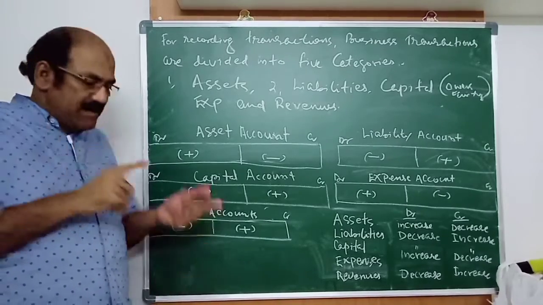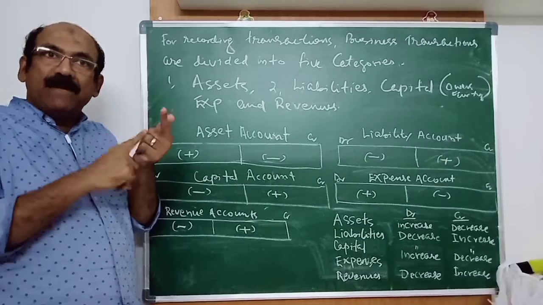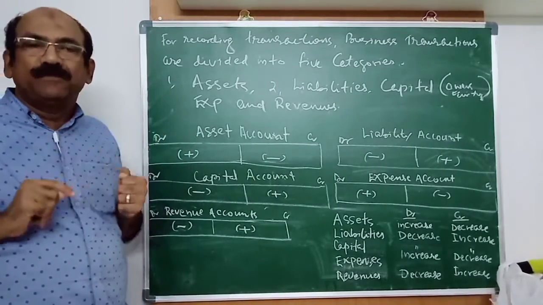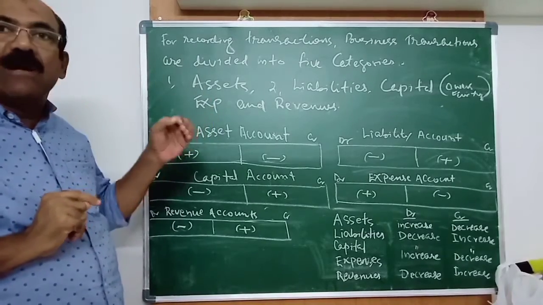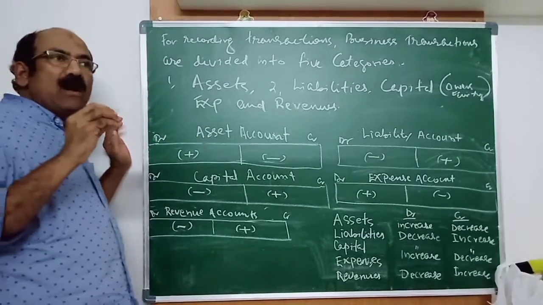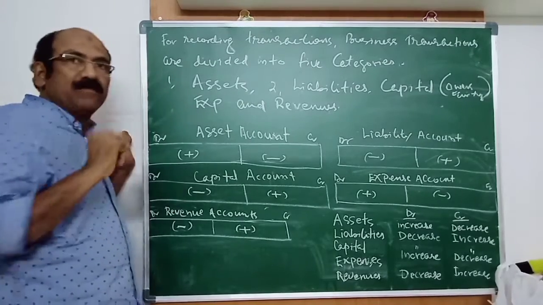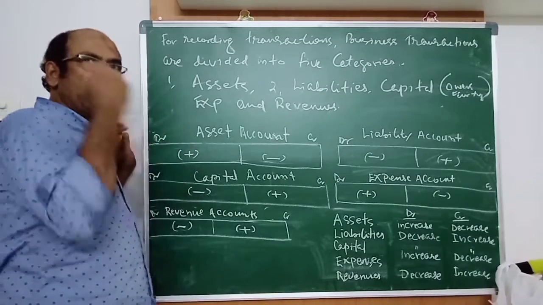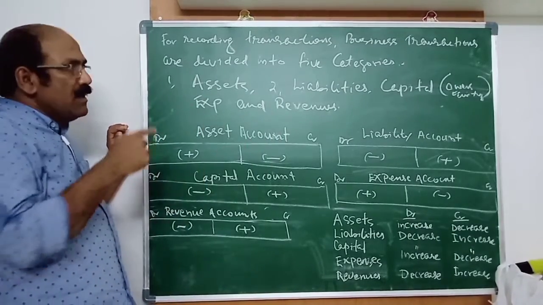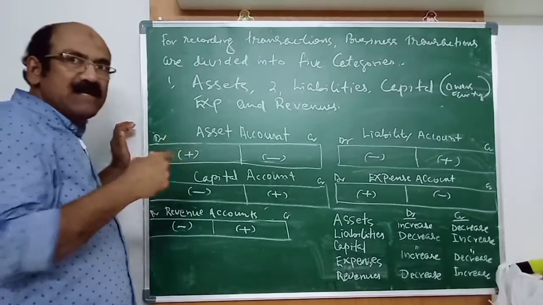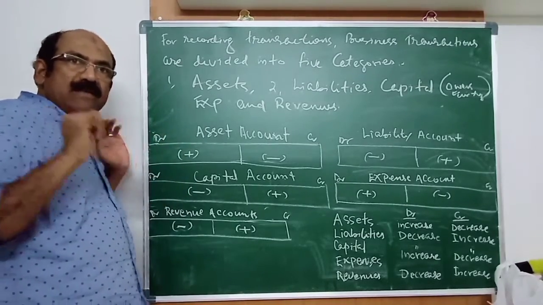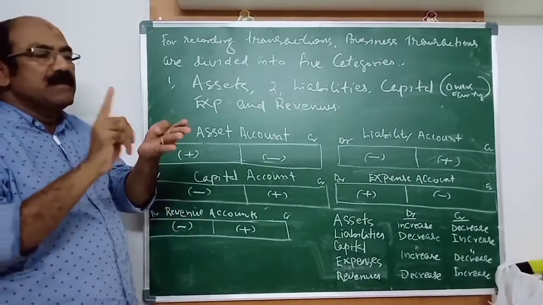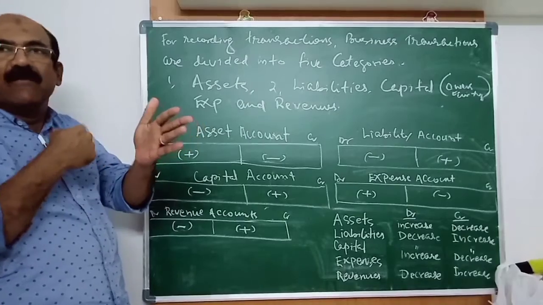That is asset, liabilities, capital or owner's equity, capital means owner's equity, and expenses and revenue. Now how is it recorded in an account? When it's recorded, what is the debit effect and what is the credit effect of these 5 accounts? This is something extra I am telling you. Asset account, liability account, capital account, and expense and revenue. See, there are 5.